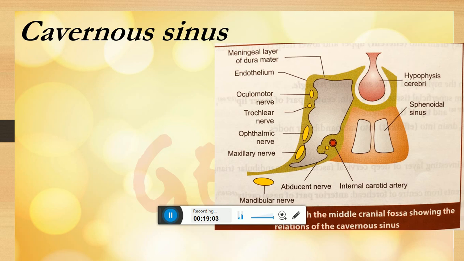Anteriorly the sinus extends up to the medial end of the superior orbital fissure, and posteriorly up to the apex of the petrous temporal bone. Anteriorly superior orbital fissure, posteriorly apex of the petrous temporal bone. The size is very important: it is 2 cm long and 1 cm wide, 2 into 1.